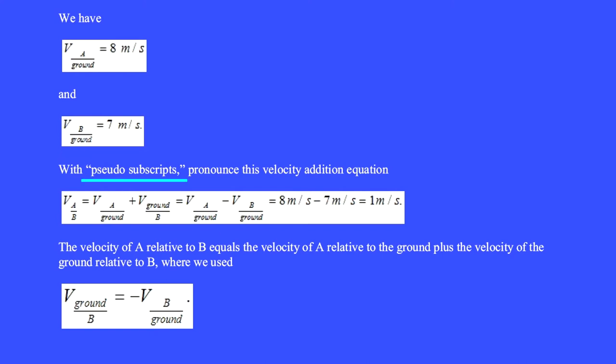With sort of subscripts, pronounce this velocity addition equation as the velocity of A with respect to B equals the velocity of A with respect to the ground plus the velocity of ground with respect to B, because we could sort of cancel the ground over ground here. But we know the velocity of B with respect to the ground instead of the inverse, the velocity of the ground with respect to B. We flip this subscript by negating the velocity. Now we have the velocity of A with respect to the ground minus the velocity of B with respect to the ground is 8 meters per second minus 7 meters per second makes 1 meter per second.